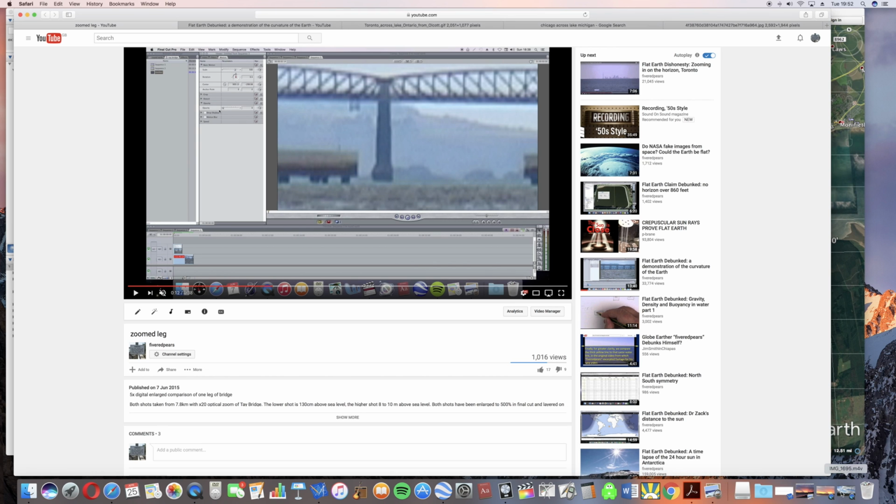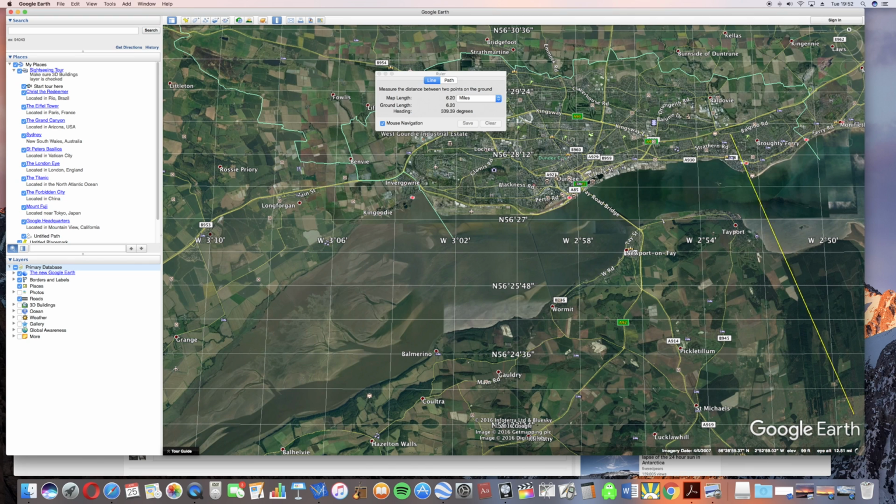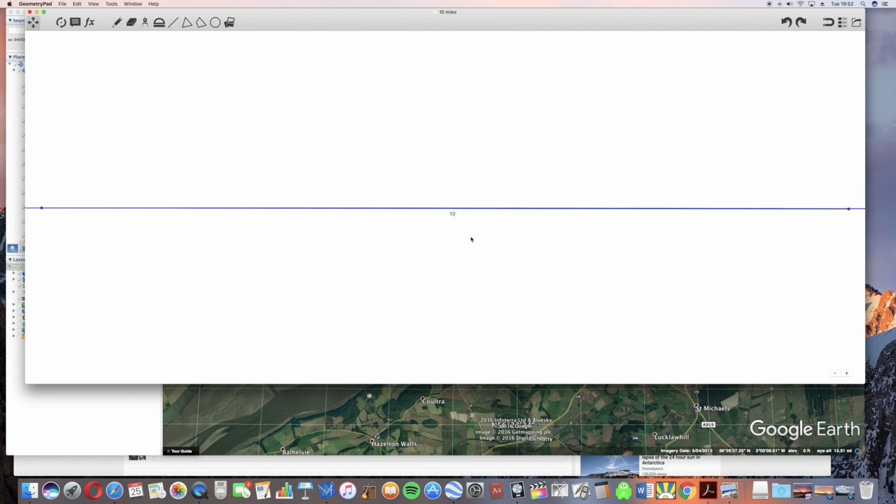Now let's think about how much curvature you would see looking directly along this line. So this is about 10 miles long. Well, let's have a look at how curved a line 10 miles long would be on the surface of the Earth. Well, here it is.